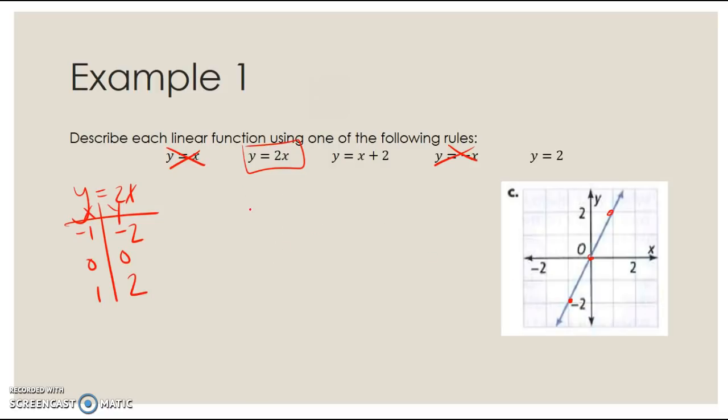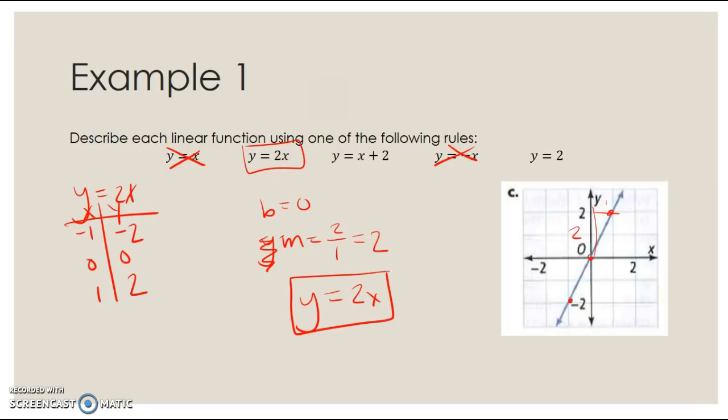But again, I could use the fact that b equals 0 and m equals, and from this point to that point I go up 2 and over 1, so we would have 2 over 1, which is 2. So then y would equal 2x plus 0. I don't need to write the 0 because we don't need to have it. And that would be my final answer.